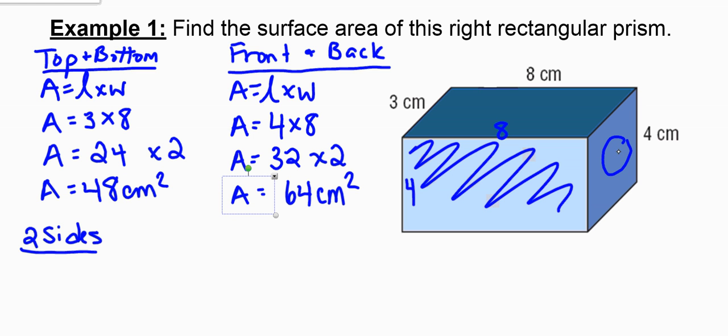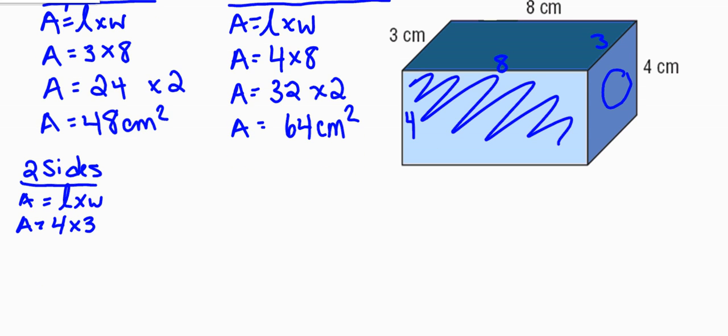Although if you use this as your front and back, this would be your sides. And so here I know that this is going to be 3 at the top. So my area equals 4 times 3, length times width. So area is equal to 4 times 3. So my area is equal to 12. And I have 2 sides like that, one here and one on the other side. So my area is 24 centimeters squared.